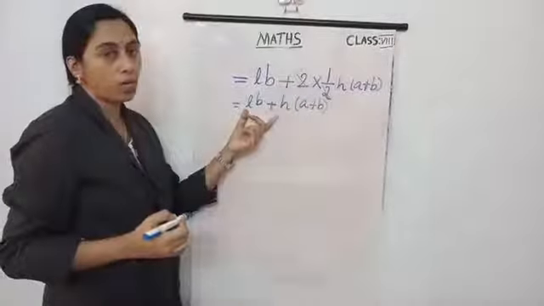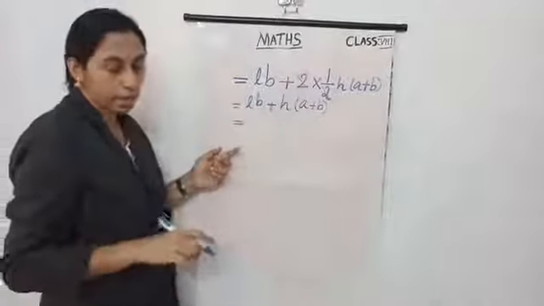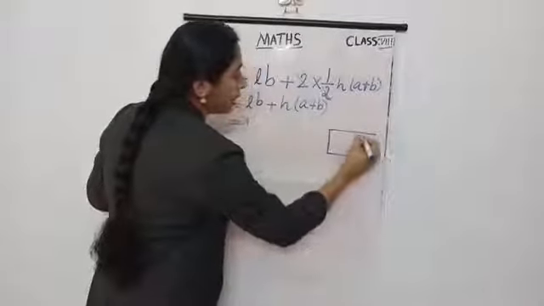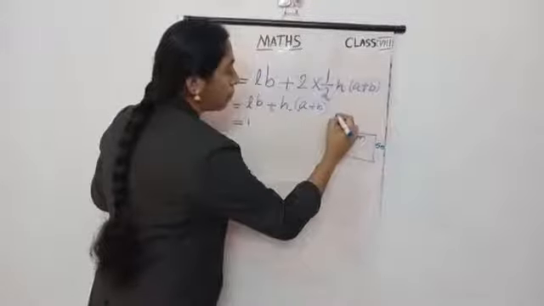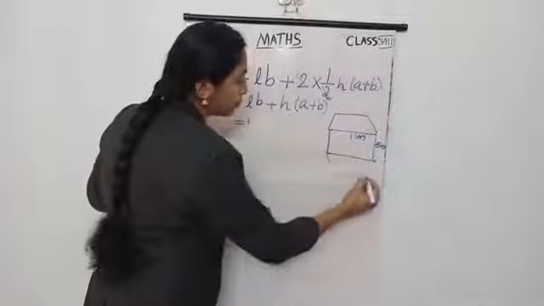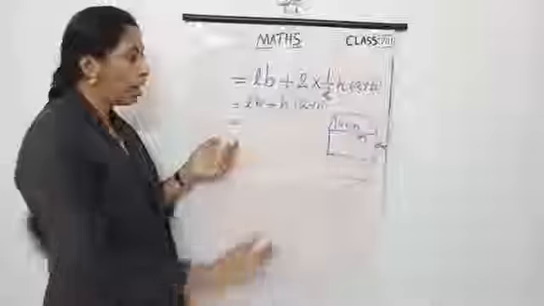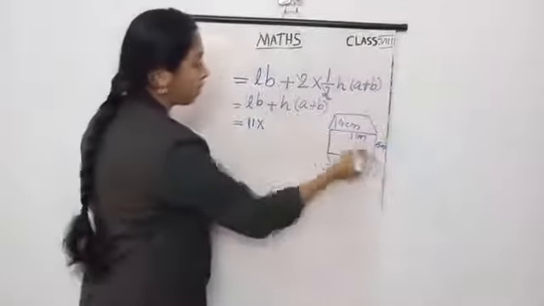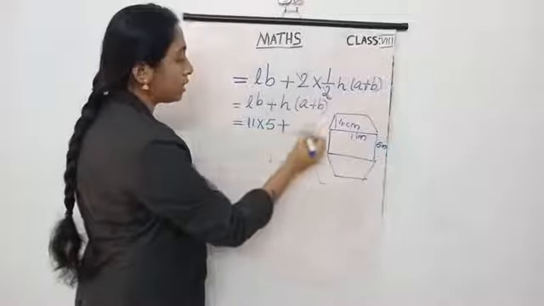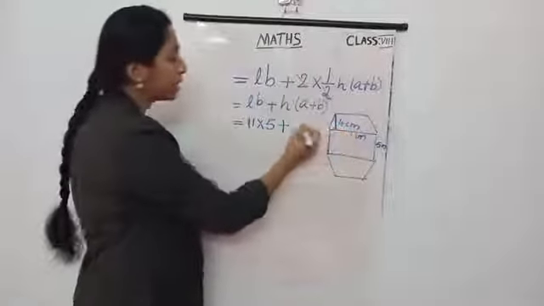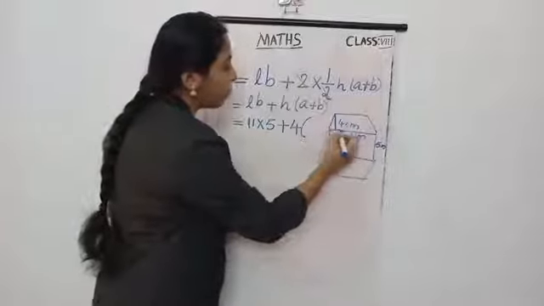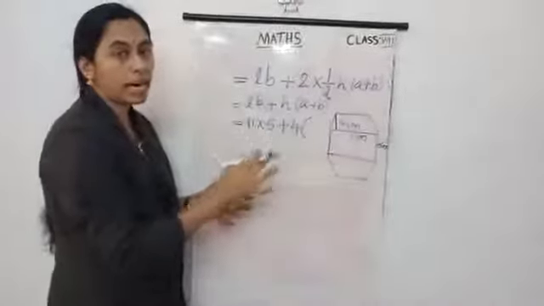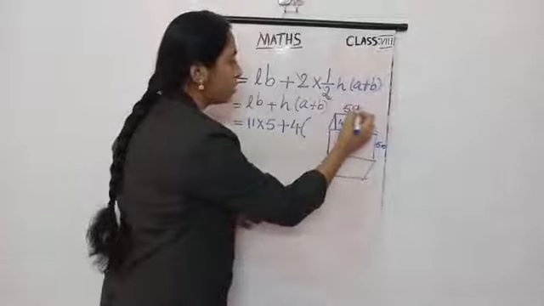Now substitute the values. L is length. The length is already given as 11 meter. So length 11 meter is given. Then this side is 5 meter like this, isn't it? So l means this 11, 11 into b means 5, one side 5. Then plus h means the height of the trapezium, that is given as 4. Then 4 into a means this side and b means this side. All these sides are equal. Given a regular octagon, so this is also 5 centimeter, isn't it?